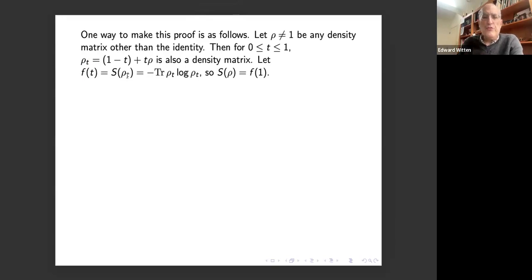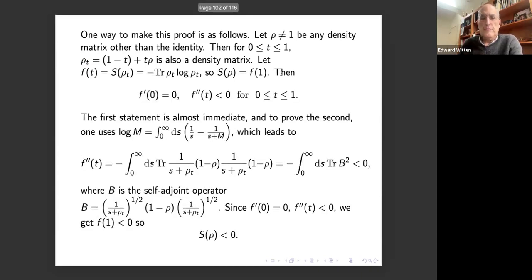Let f of t be the entropy of rho t, which is minus the trace of rho t log rho t. So S of rho is f of 1. Then f of 0 is 0, because at t equals 0, rho t is 1. And f prime of 0 is 0, and f double prime of 0 is negative. The first statement is almost immediate, and I've written a proof of the second, though it might be hard to follow it on the fly. You use this identity for the logarithm of an operator, and that lets you calculate f double prime of t, and you find after a little while that it's negative. And since f of 0 is 0, f prime of 0 is 0, and f double prime is negative, you learn that f of 1 is negative. So S is negative for any density matrix other than 1.